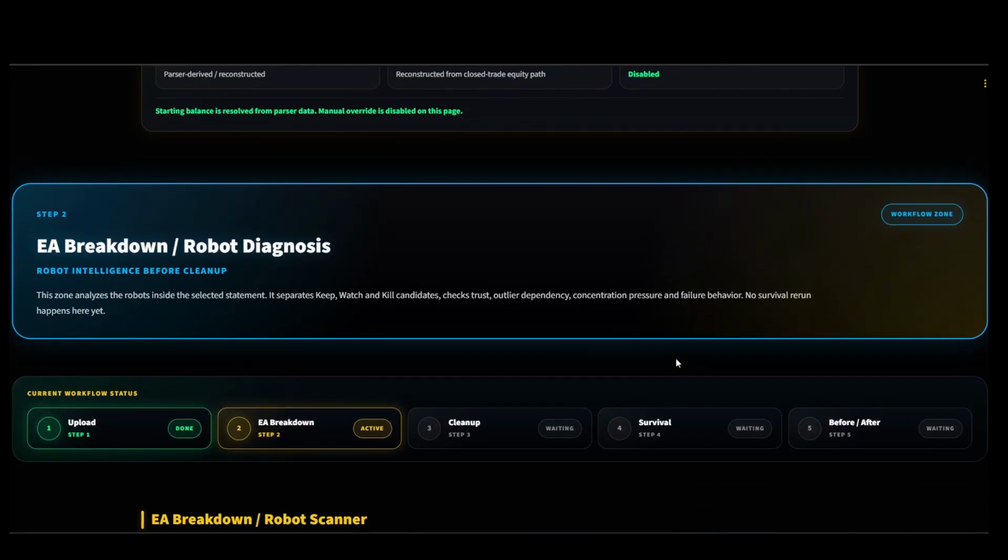The statement is parsed, the data is checked, and now the tool begins to break down the portfolio by robot. For this walkthrough, I'm again using my own live account statement. I already know this account and I already know what kind of result this report is going to show. And that is actually important because what you will see can look very strict at first. Some robots may not receive a clean keep immediately, and that can look like the tool is saying the robots are bad. But that is not the right way to read this.